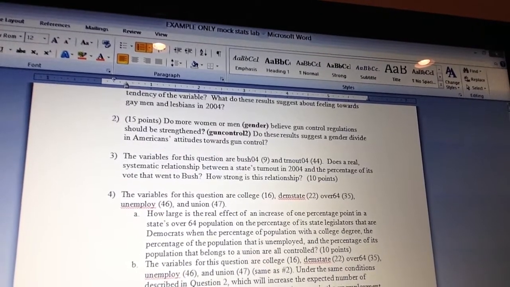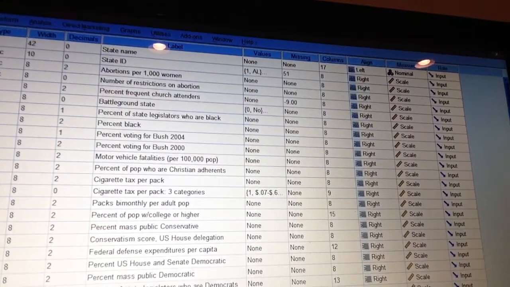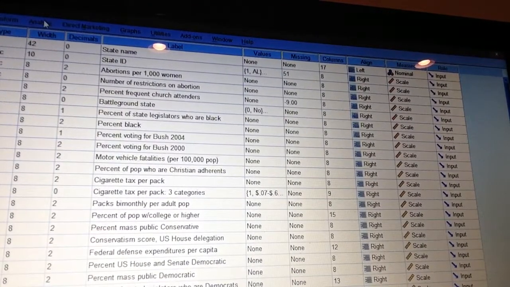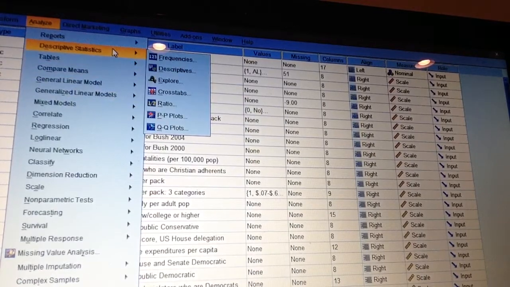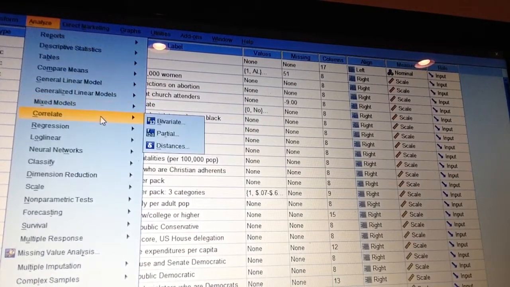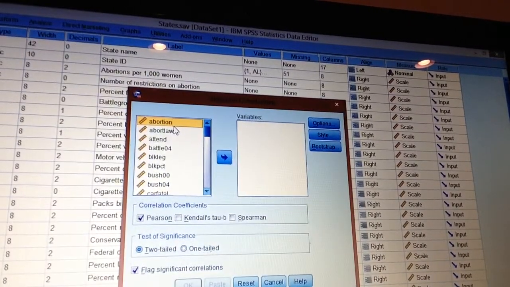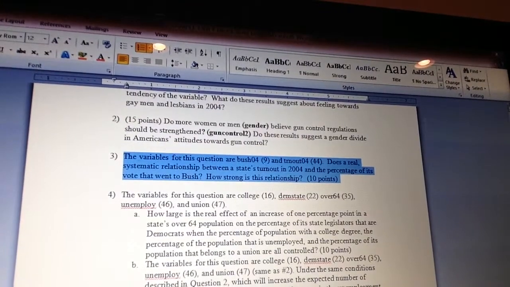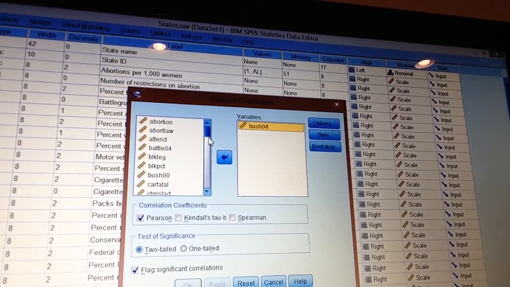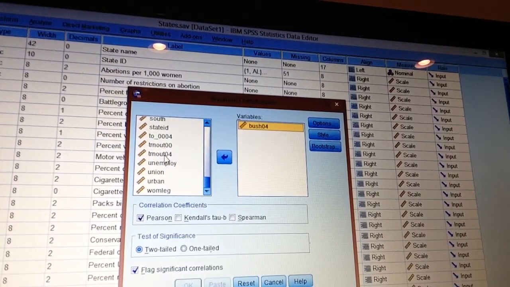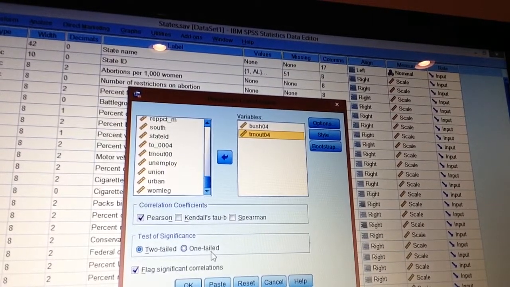We're going to go back to the states data set and do a correlation. Analyze, Descriptive Statistics. No, I lied. Correlate. And then remember, always bivariate correlations. So I go to bivariate. What did I say my variables were? I said my variables were Bush 04 and Turnout 04.